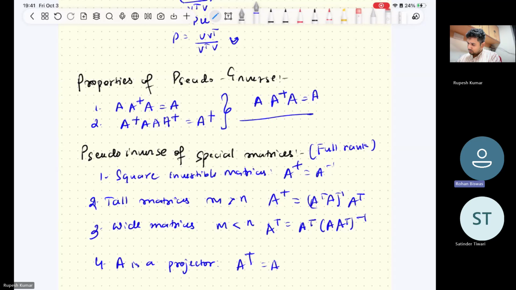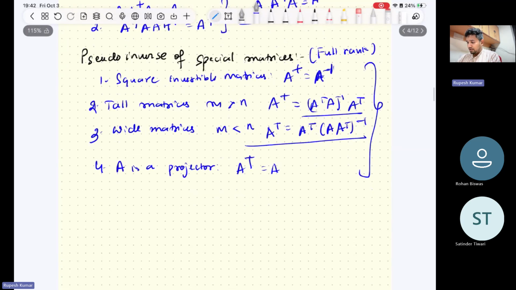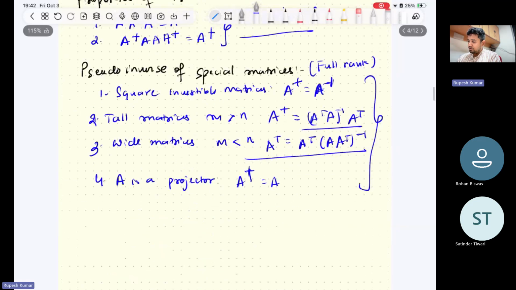Yes, sir. And then there is some property of square matrices. If it's a square matrix, then A dagger will be A inverse. For tall matrices, this is the formula. For wide matrices, this is the formula. And if A is a projector, basically a square matrix, A dagger equals A. This is all clear, right, everyone? Considering the full rank property.